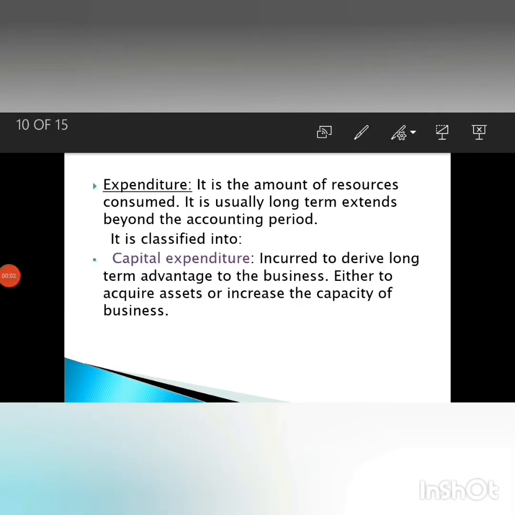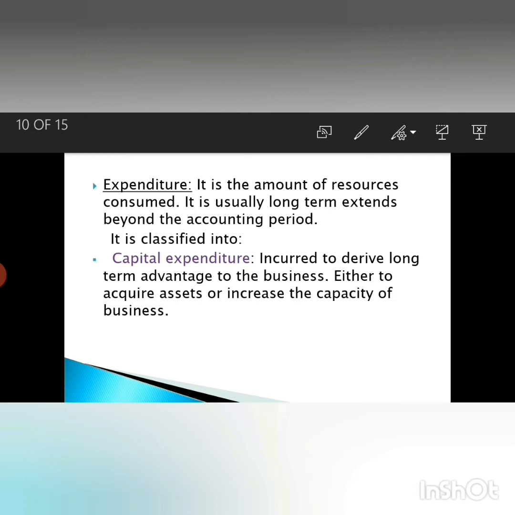Expenditure. It is the amount of resources consumed. It is usually long-term, extends beyond the accounting period. To understand more clearly, let us go into the classification. Capital expenditure is incurred to derive long-term advantage to the business, either to acquire an asset or increase the capacity of the business. See, when I told you fixed assets are meant to be used for more than 1 year or for a longer period, capital expenditures are incurred to acquire assets which are meant for a longer period or to increase the capacity of the business.